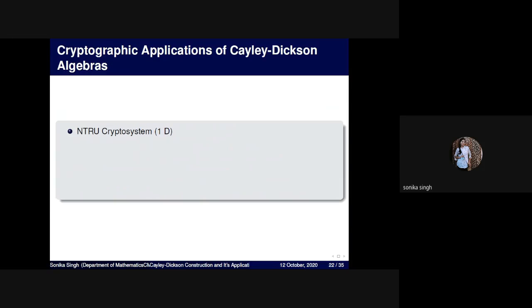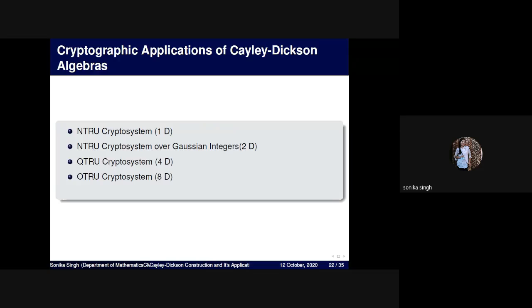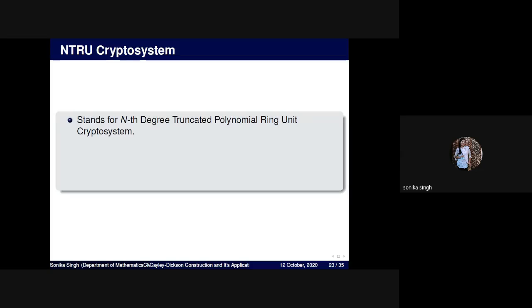So let's start with the cryptographic applications with the help of the previous knowledge. We will see here the NTRU crypto system over one dimension, the NTRU crypto system over Gaussian integers with 2 dimensions, the QTRU crypto system with 4 dimensions, the OTRU crypto system with 8 dimensions, and the STRU crypto system with 16 dimensions. So let's start. This list is not the last. We are going from reals to complexes to quaternions to octonions to sedenions.